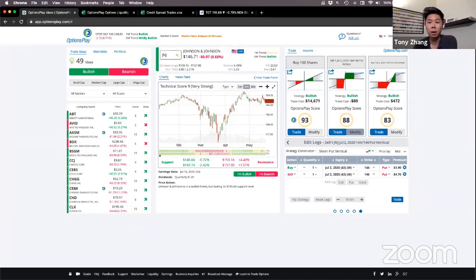Kenneth is saying, can you sell a credit spread or debit spread when you don't have the stock in your portfolio? Yes, both credit and debit spreads do not require you to own the stock or short the stock or anything like that. The whole point of these vertical spreads is that you do not have to touch the stock.